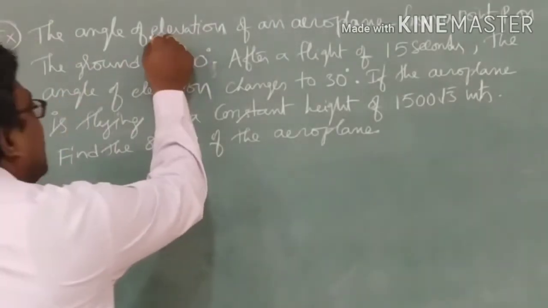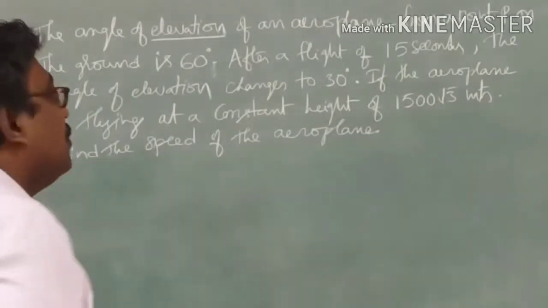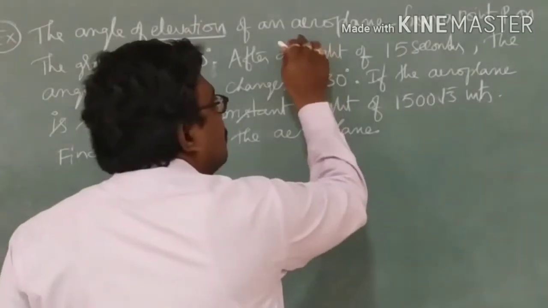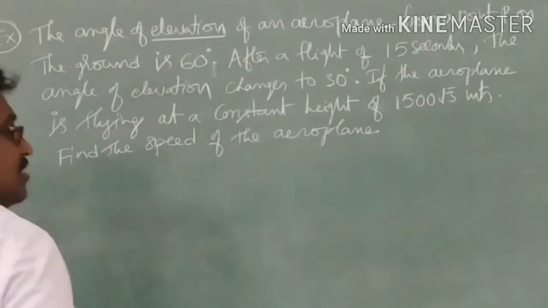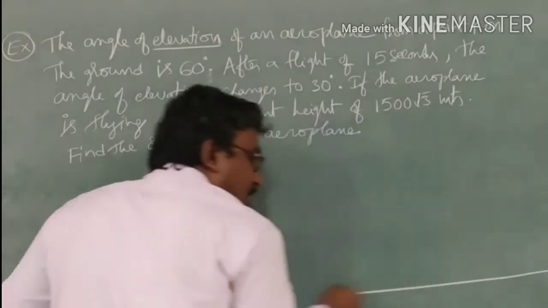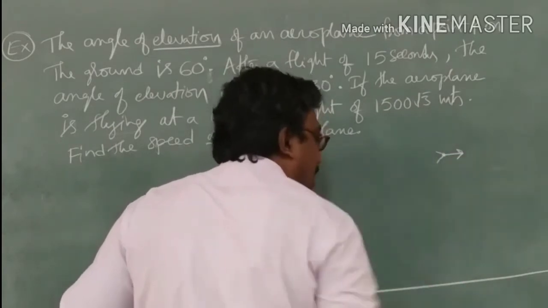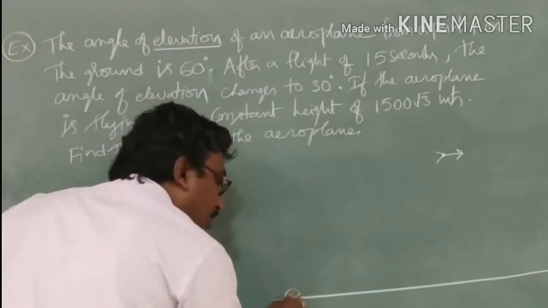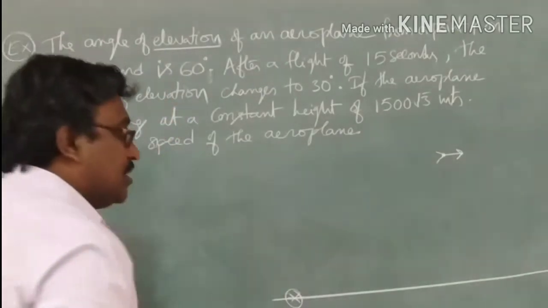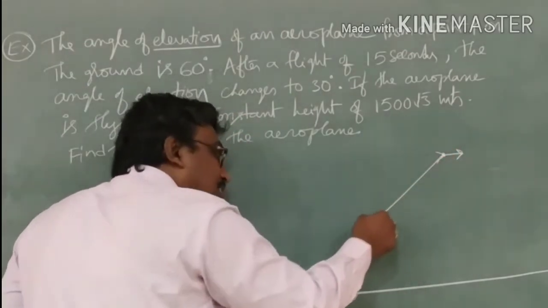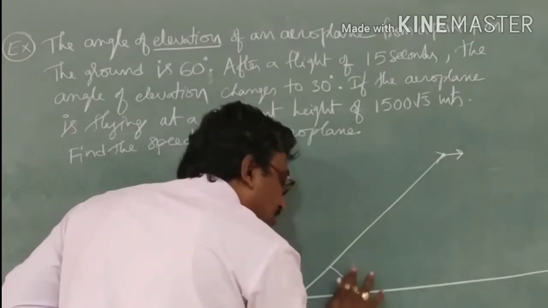The angle of elevation means you are at the ground and you are observing something. Of an aeroplane, what you are observing? An aeroplane. From a point P on the ground is 60 degrees. Okay? It is the ground. Here aeroplane is there. A point on the ground. Here it is the point on the ground. The angle of elevation is 60 degrees. From here, you are observing this aeroplane. The angle of elevation is 60 degrees.